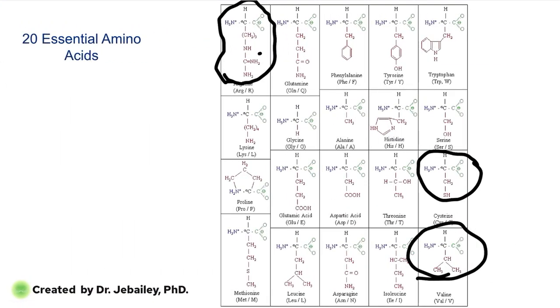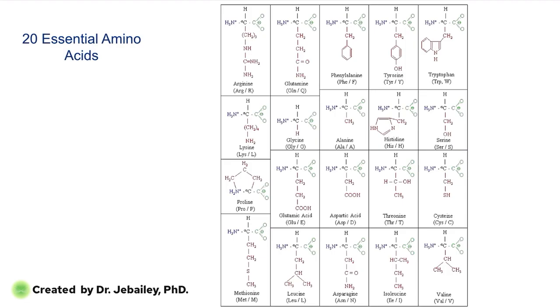amino acids. Now, the good news is that you do not have to memorize any of these structures. That would have been a killer, but if you go to college for biochemistry, you should know them very well. But you do need to know that there are essentially 20 of them, and they are replaced with the R group.